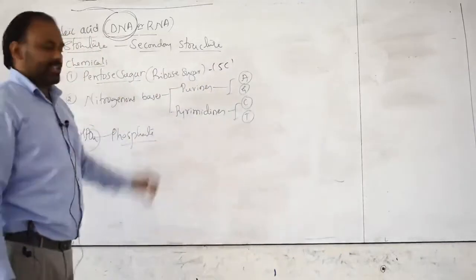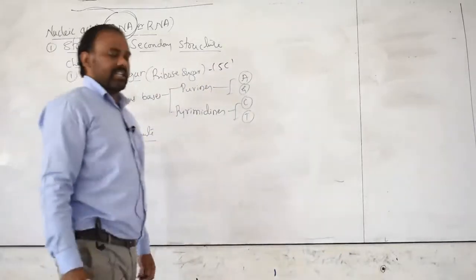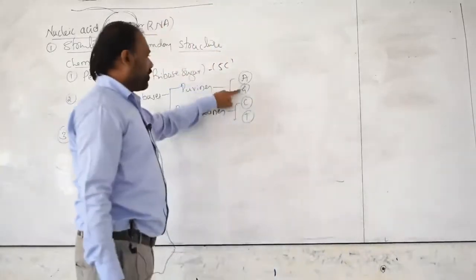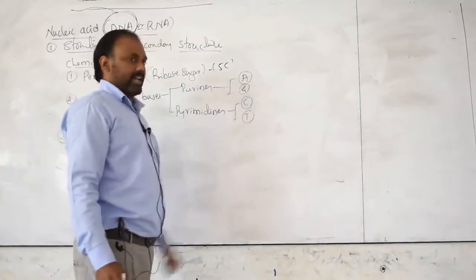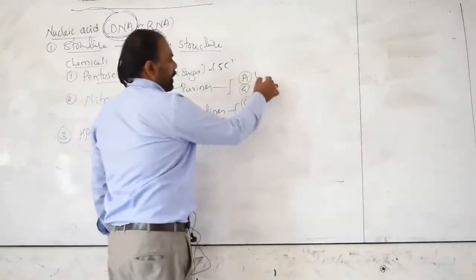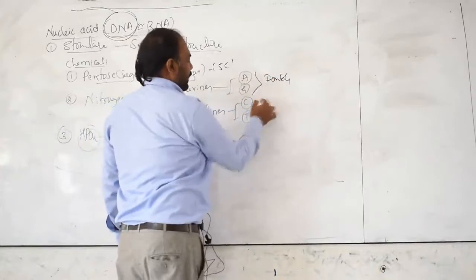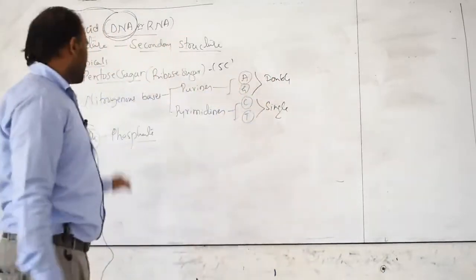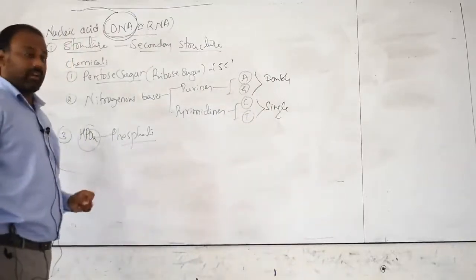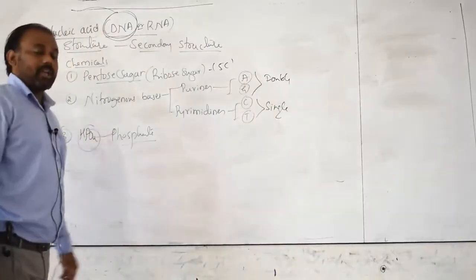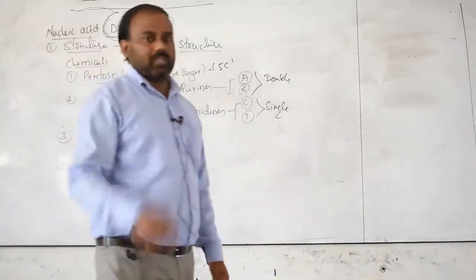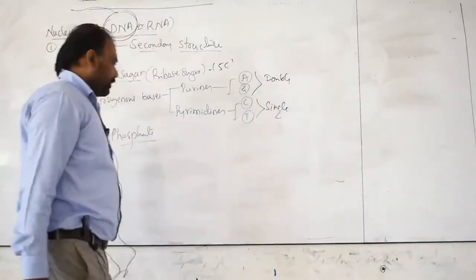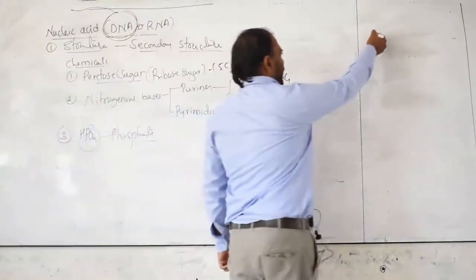The second one is nitrogenous bases. There are two types of nitrogenous bases, purines and pyrimidines. The purines are adenine and guanine, and the pyrimidines are cytosine and thymine. The purines are double ringed and the pyrimidines are single ringed, heterocyclic. The last and most important chemical component is phosphoric acid, in the form of phosphate. By taking all these ingredients we build the structure of DNA.